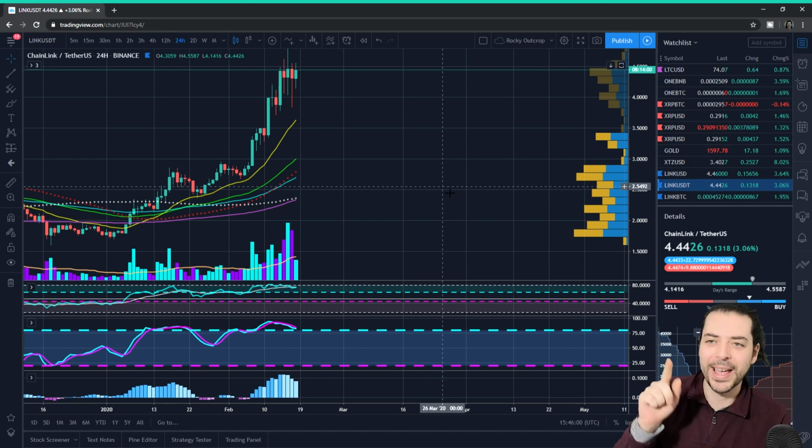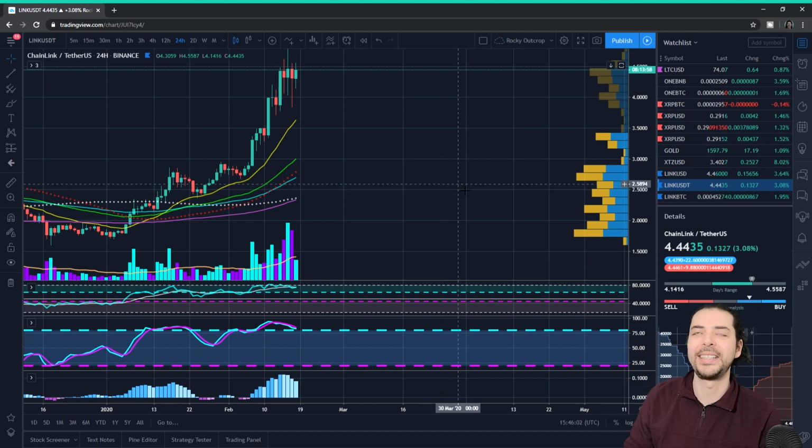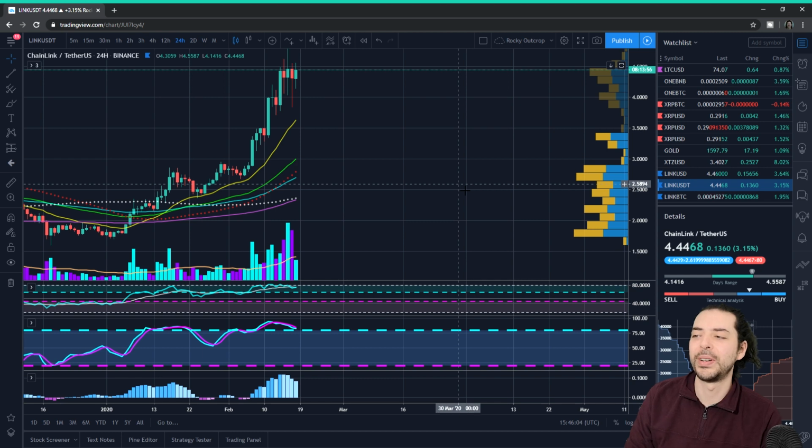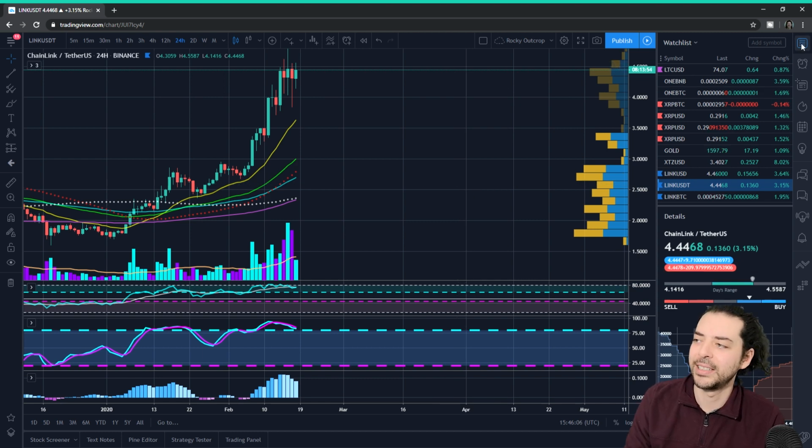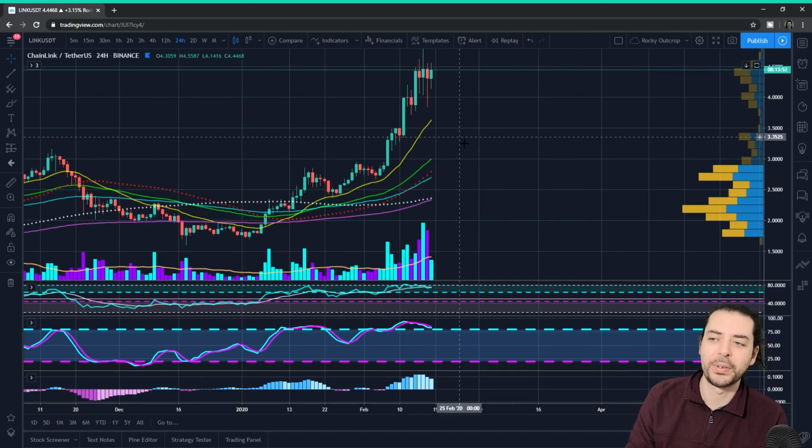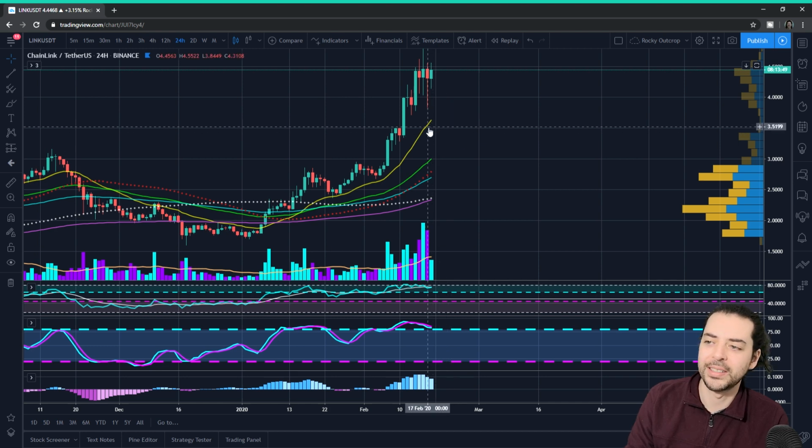Right, so we're back in the charts, and if you look up above me, you can see the price of Chainlink currently is $4.44. I'll just close this menu over for now and explain quickly what these lines are. The solid lines are all exponential moving averages. The dotted ones are simple moving averages. The 21 is the yellow, 55 is green, 100 is blue, cyan, and the 200 exponential is this purple line.